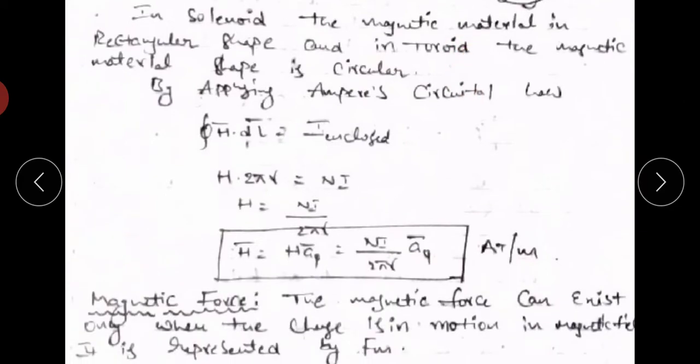So the unit vector in the phi direction is a phi bar. Finally, H bar, the magnetic field intensity of the toroid, equals H into a phi bar, which equals NI by 2 pi r into a phi bar. Units are ampere turns per meter.